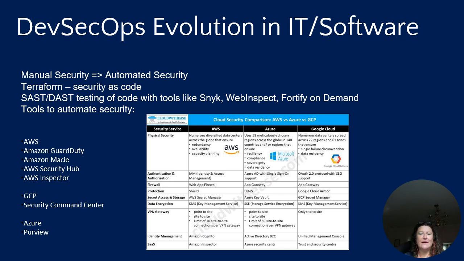GCP, Google Cloud, has Security Command Center, which is very similar to AWS Security Hub with a little bit of AWS Inspector in there as well. And then Azure has a Security Center as well, and it has Purview. Purview is for compliance, really, to make sure that sensitive data is looked after properly, and identified and so on. So they're just a number of tools that we have for DevSecOps, but also just for security.